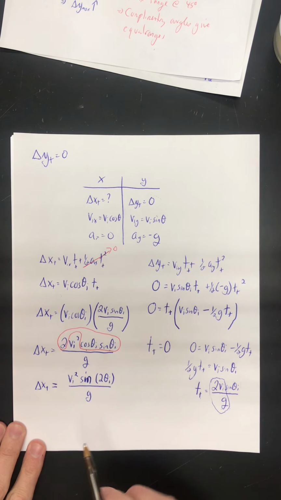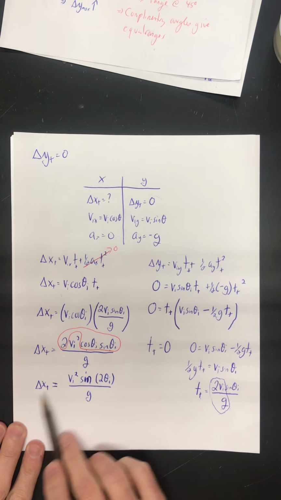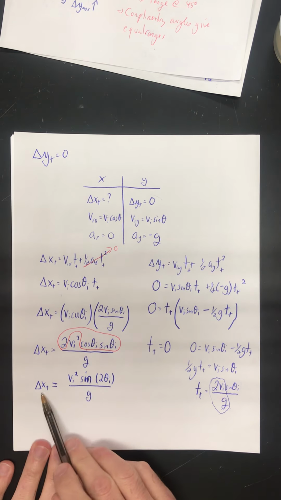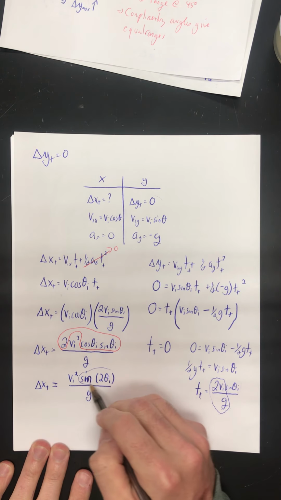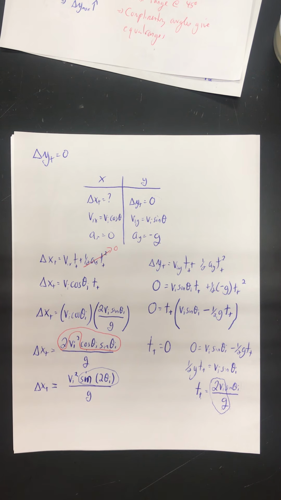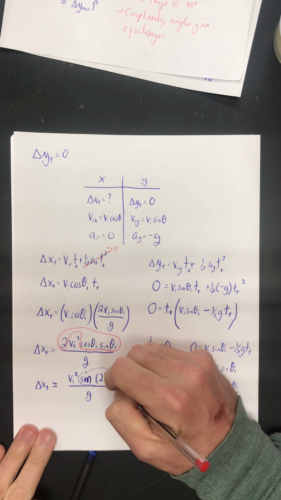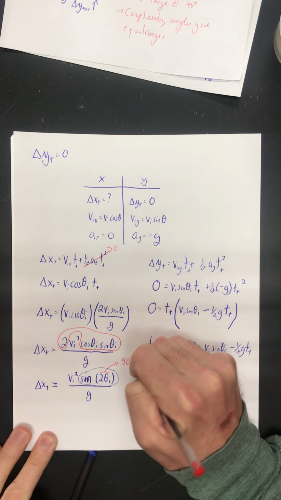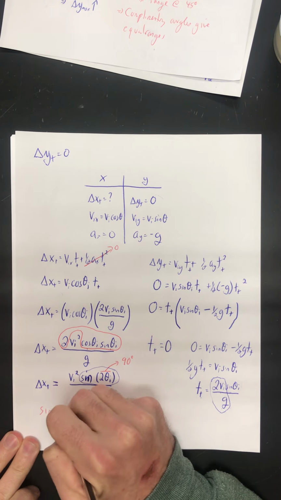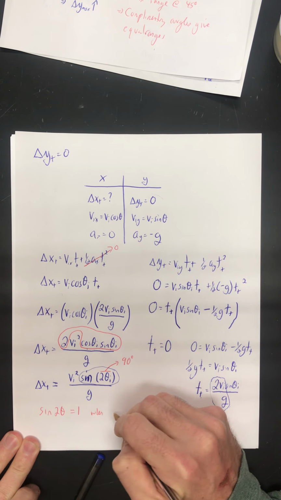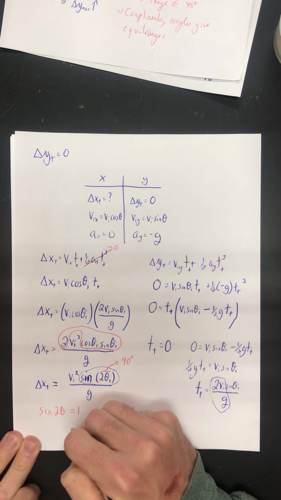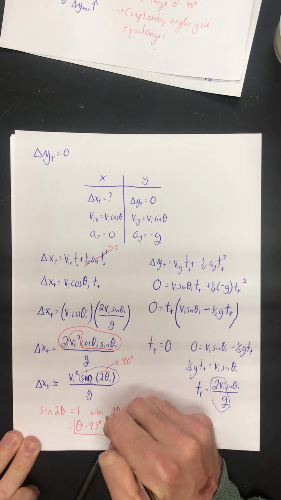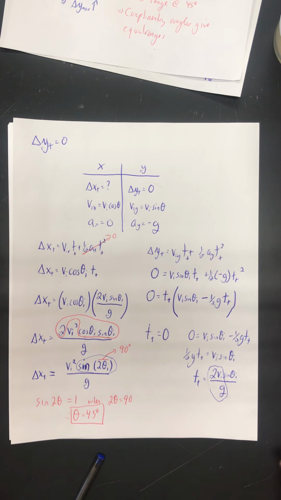Notice here, that says, as v_i increases, so does delta x_t. That just makes sense. But notice here that delta x_t is now a function of sine of 2 theta i, not theta. So we know that sine is equal to 1 when the argument inside of here is equal to 90. So in other words, sine of 2 theta is equal to 1 when 2 theta is equal to 90, therefore when theta is equal to 45 degrees. So therefore, delta x is maximized when theta is equal to 45 degrees.